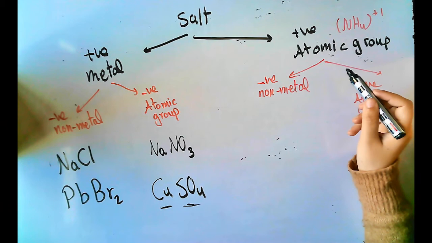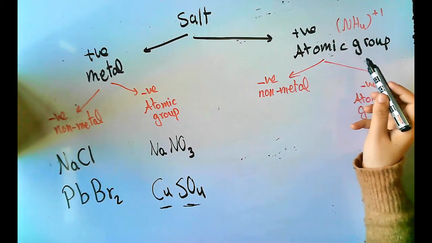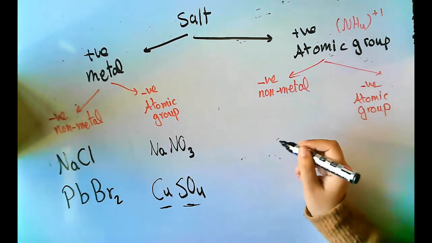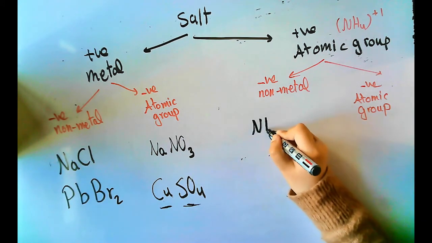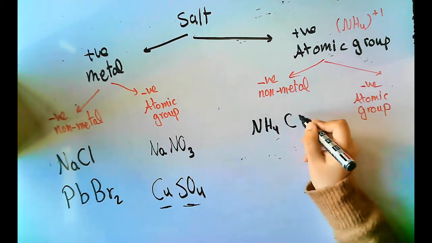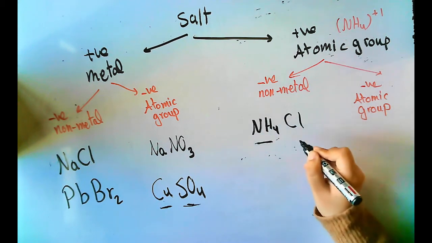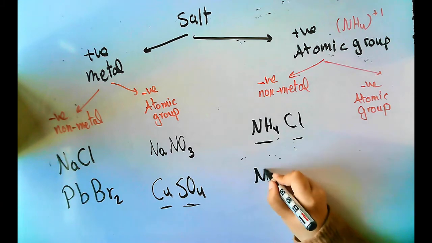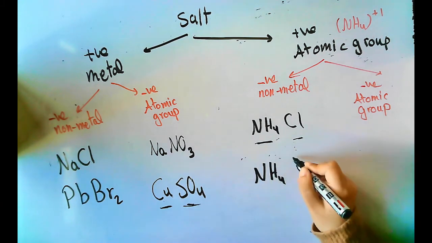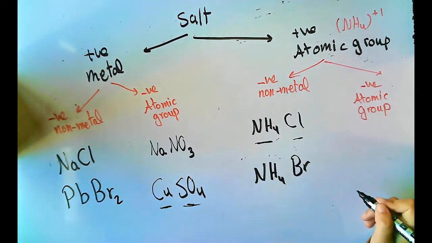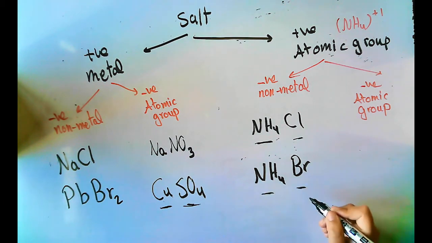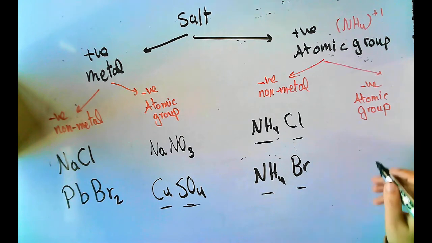Here on the other side, a positive atomic group, which is ammonium, with a negative non-metal: ammonium chloride. Ammonium is a positive atomic group, but chlorine is a negative non-metal. Ammonium bromide. Ammonium is a positive atomic group, but bromine is a negative non-metal.